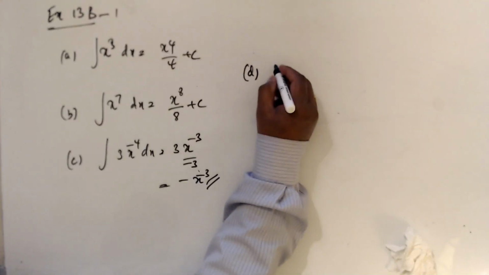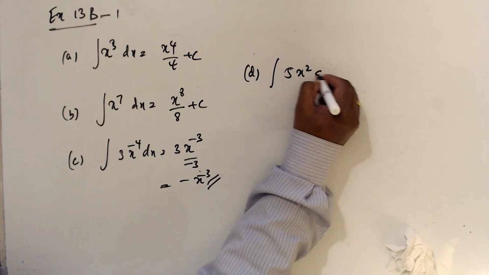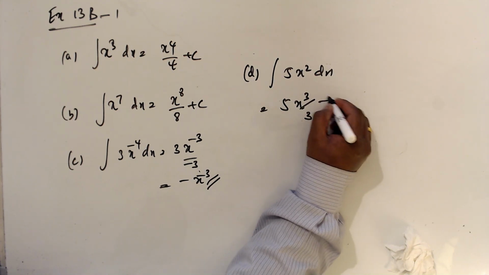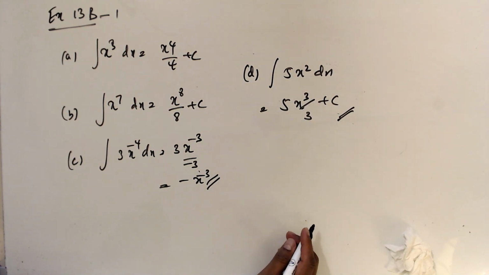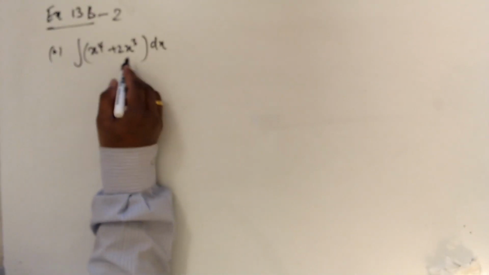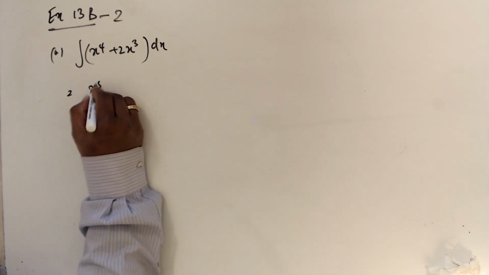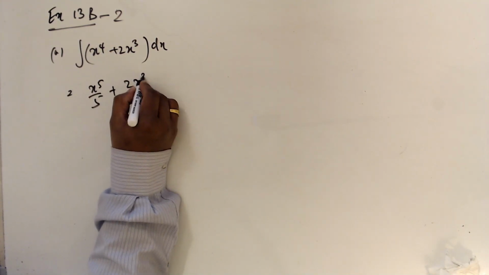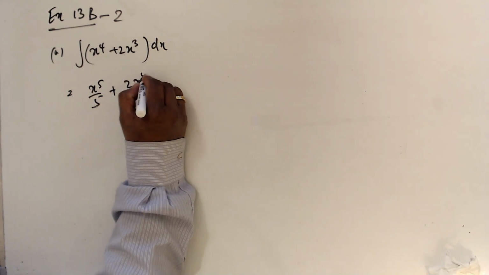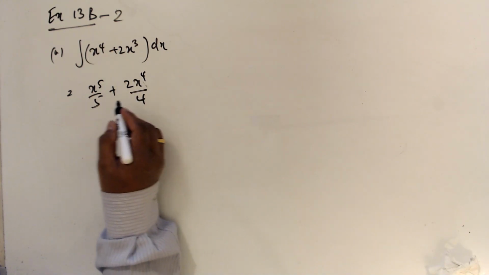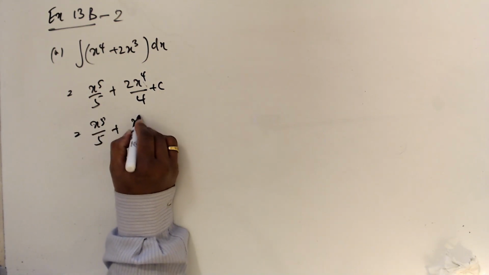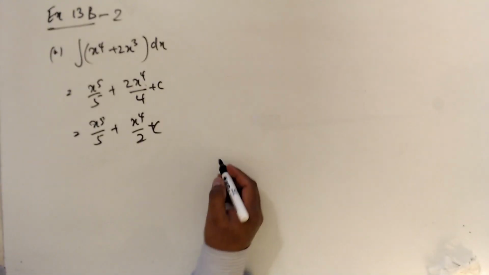D, the integral of 5x squared dx. This is going to be 5x cubed over 3 plus c. And question number 2, the integral of x^4 plus 2x cubed dx. So this is going to be x^5 over 5 plus 2x^(3+1), 4 over 4, plus c. So x^5 over 5 plus x^4 over 2 plus c.